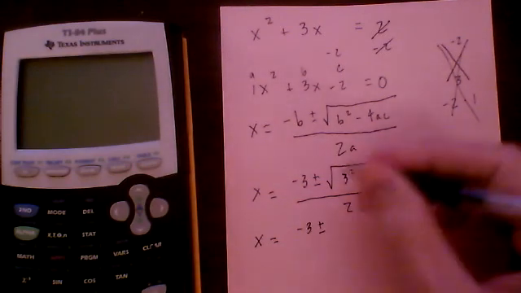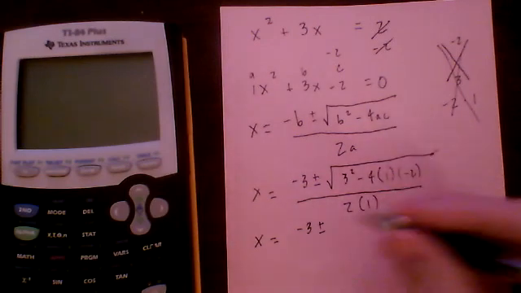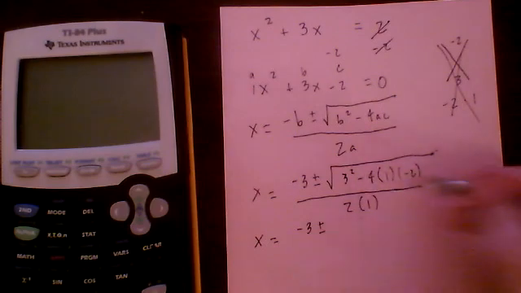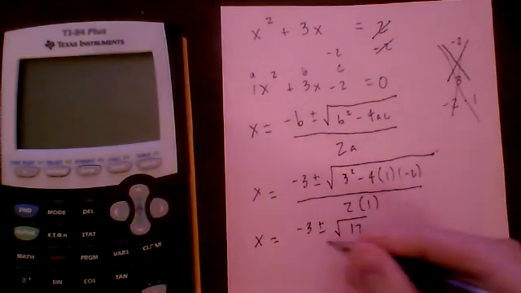So I would just throw this whole radicand, everything that's inside the radical, into my calculator. This is just 9 plus 8, or 17 here.